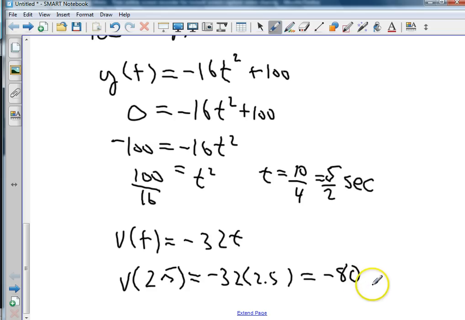What are the units for velocity here? Feet per second, right. So it's going pretty fast, negative 80 feet per second. What does the negative mean? It's going down rather than going up, that's all. And this is the essence of what a differential equation is and how you solve it. And that's all we're focusing on today.